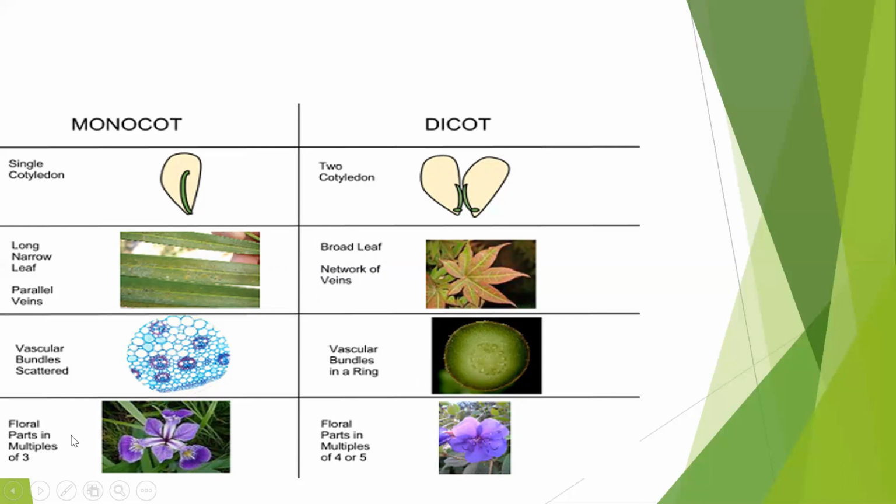If you see the floral parts, that is the sepals or petals, in monocot they are in 3 or multiples of 3. But in dicot, it is 4 or multiples of 4. So 3 or multiples of 3 in monocot is known as trimerous. 4 or multiples of 4 is known as tetramerous. 5 or multiples of 5 in dicot is known as pentamerous.